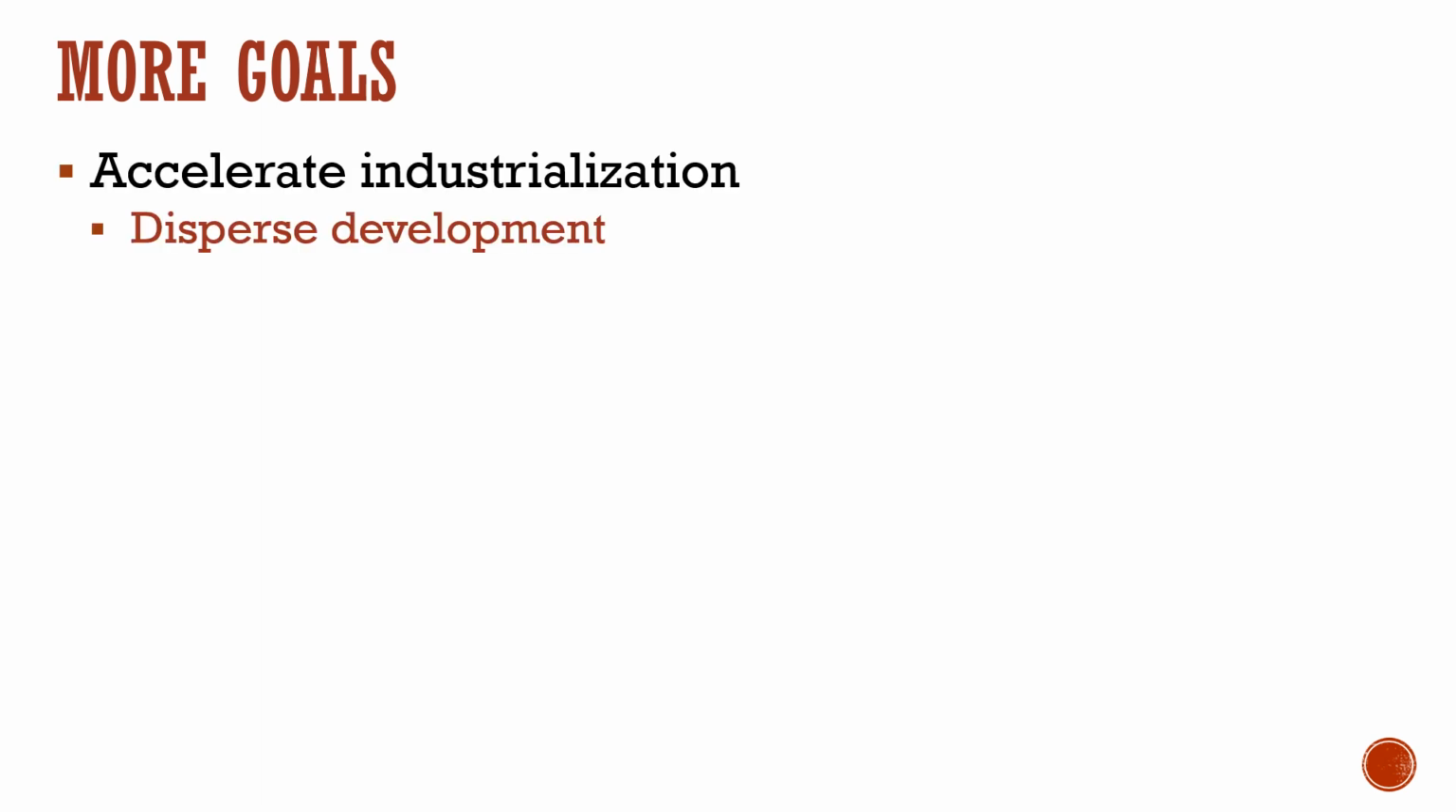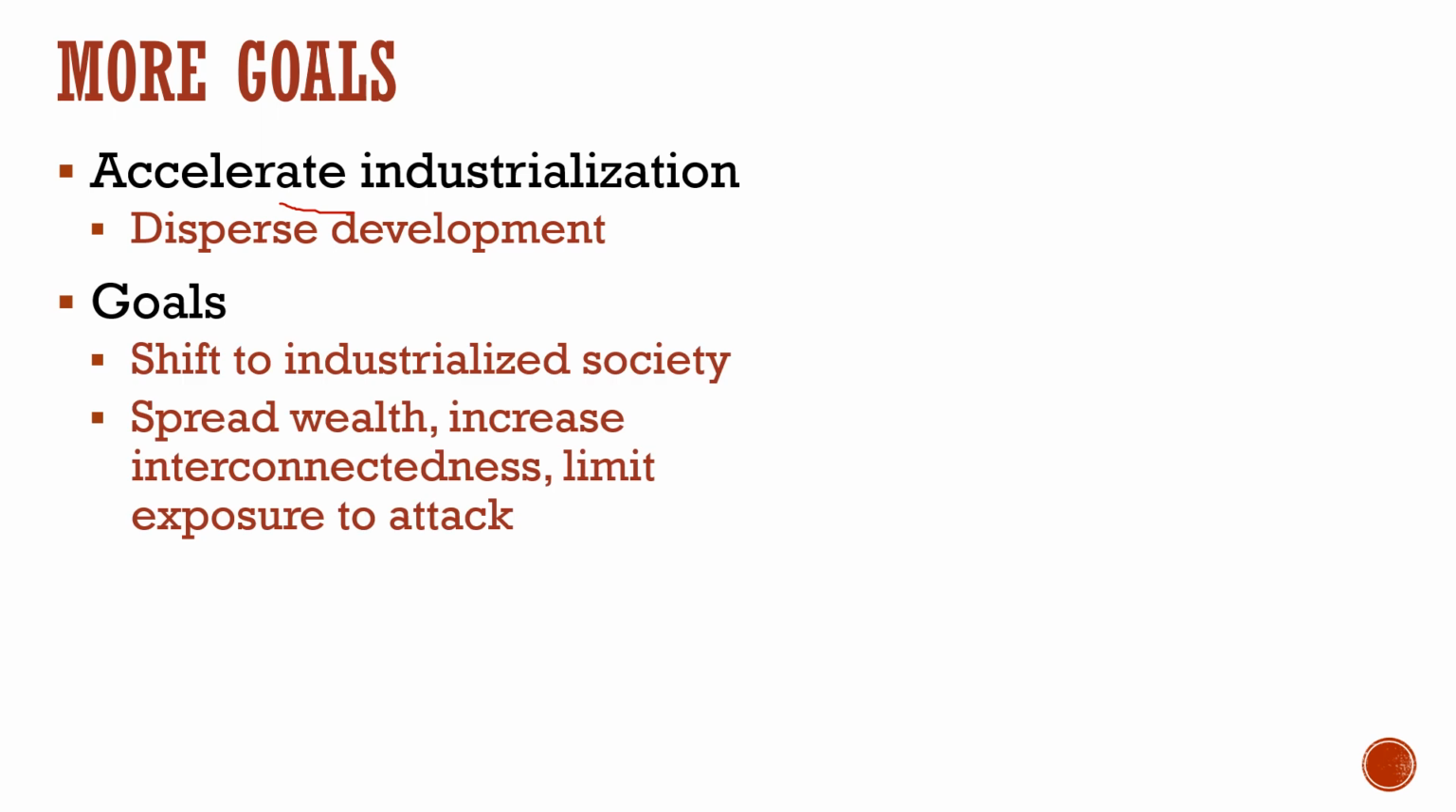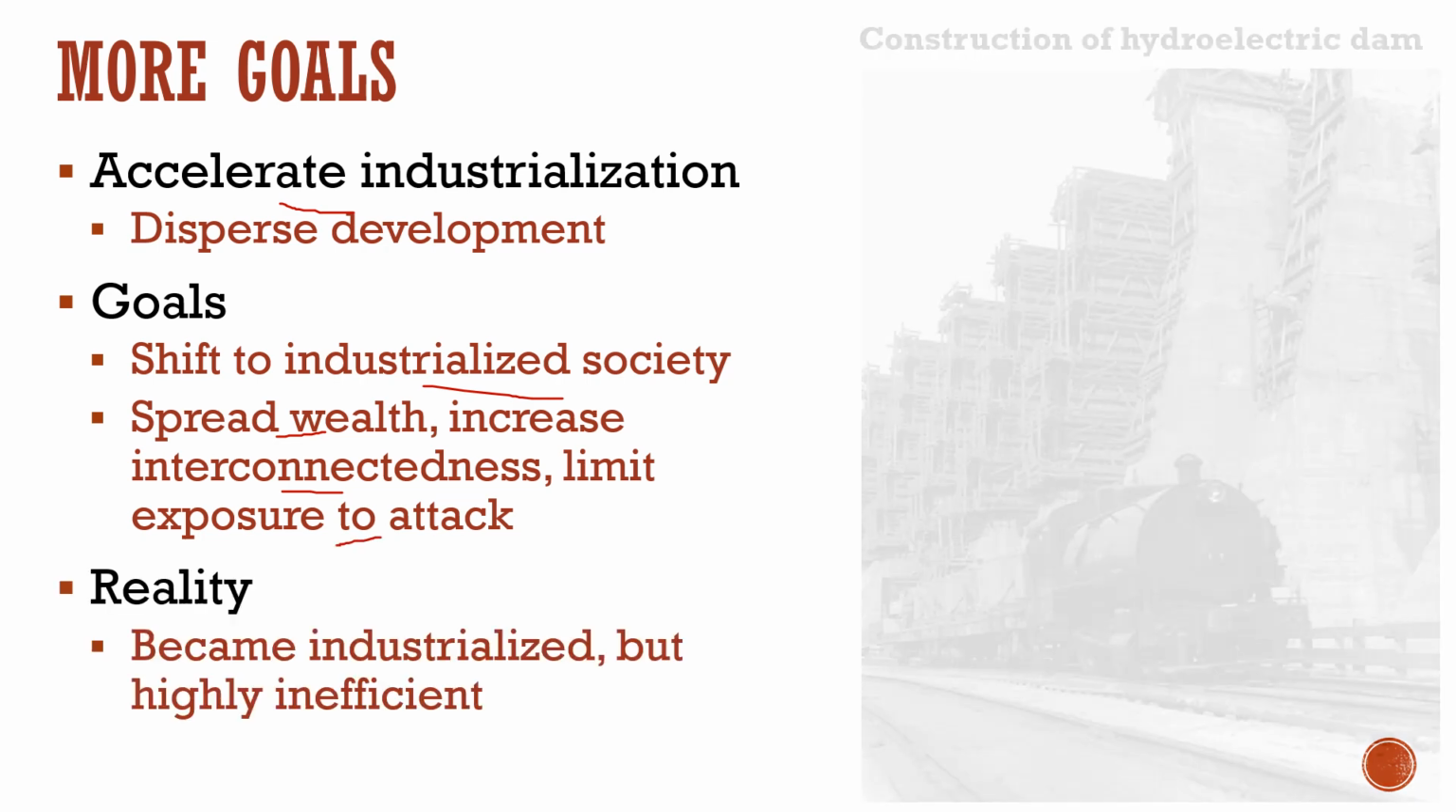So some more goals and ideas behind this command or communist economy is to, again, accelerate industrialization, so dispersing that development. So again, the goals here are to shift to that industrialized society. Again, the idea is to spread the wealth, increase interconnectedness, and limit exposure to attack.